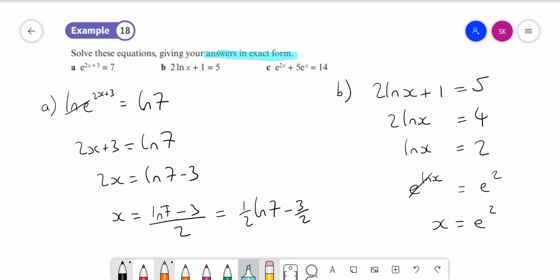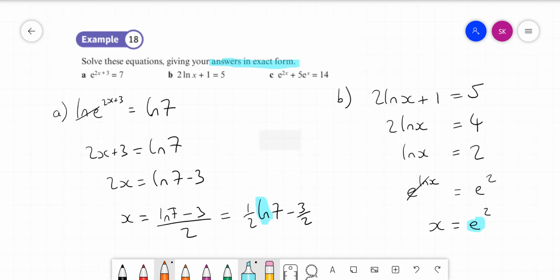That is an exact form, because if I were to actually type it into my calculator, I'd have to round it. So just like we left it with ln over here, we're leaving it with e in part B. So pause the video and make any notes that you need to, and then we'll move on to part C.